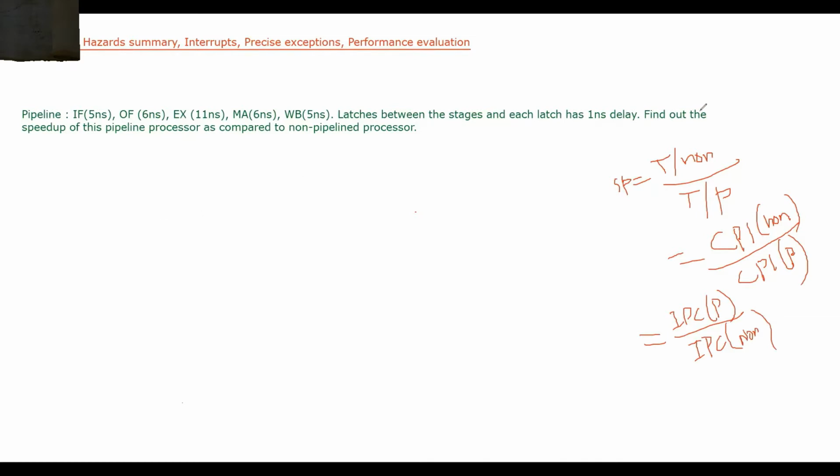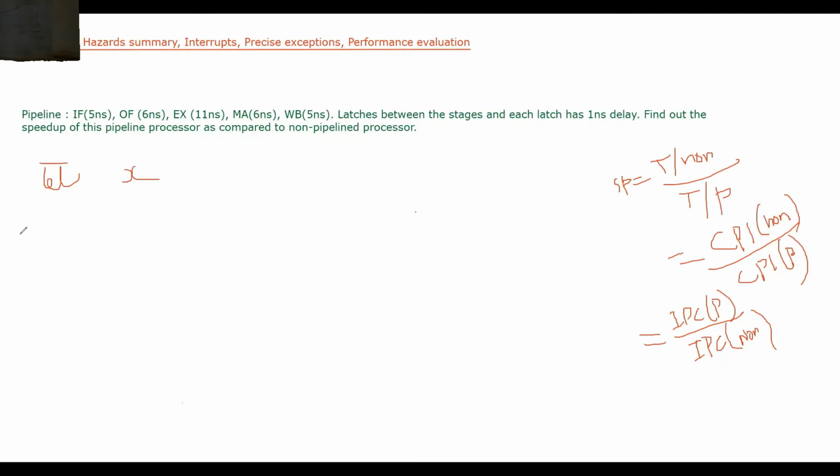Fine. So we have to find out the speedup of this pipeline processor as compared to a non-pipeline processor. In this problem, you can see that the question is not talking about the program. That means the program that we want to execute on this processor has an infinite number of instructions. How many instructions is infinite? Let's take the total number of instructions as X.